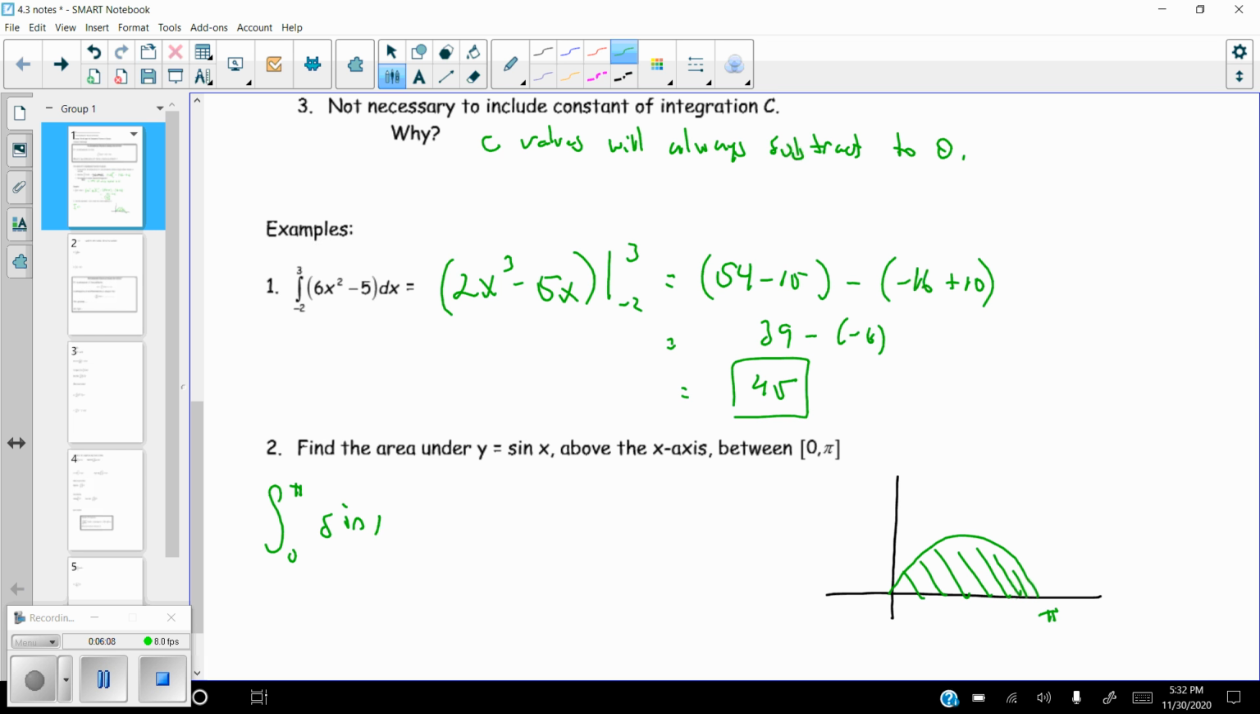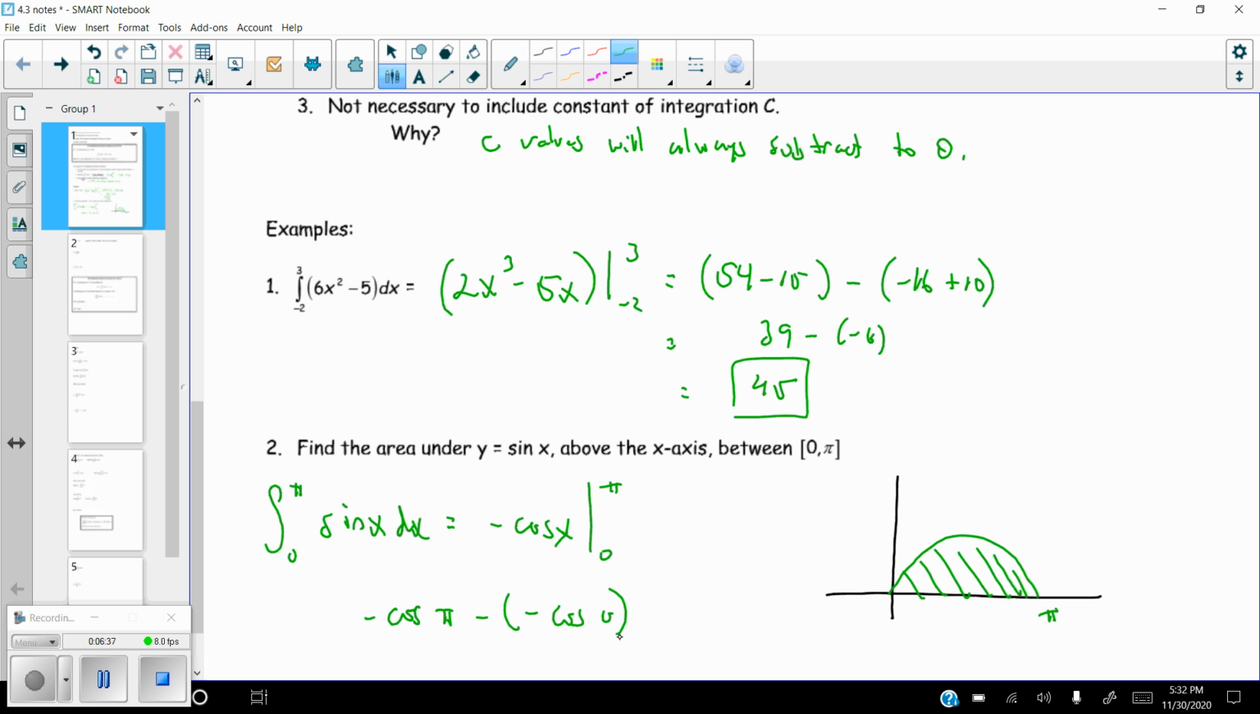The function is sine of x. dx gives you the base of all the rectangles. So what is the antiderivative of sine of x? It is negative cosine of x. We will evaluate that, put our evaluation bar from 0 to pi. So we're going to plug in pi first, so we get negative cosine of pi minus negative cosine of 0.